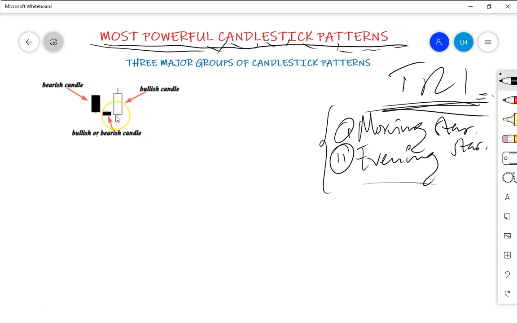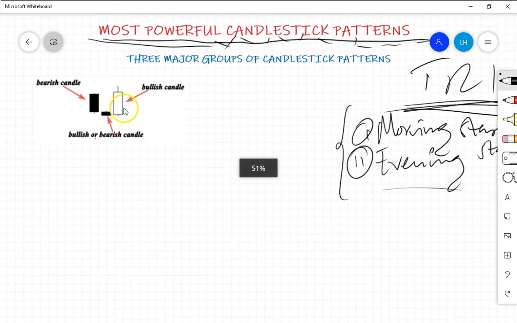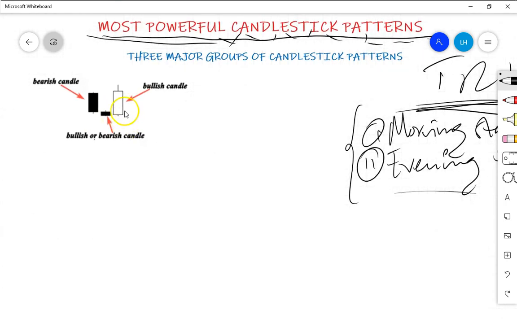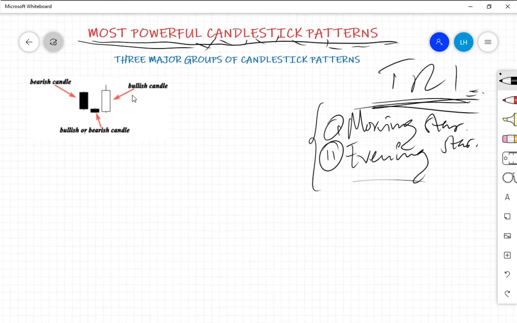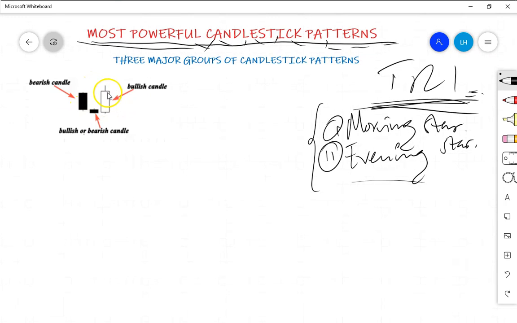After that indecision, buyers came in with great power. They come in with greater force and push the price higher and higher, closing at a very high price. So by the completion of those 3 candles, the message we get is that buyers are in control of the direction of price.